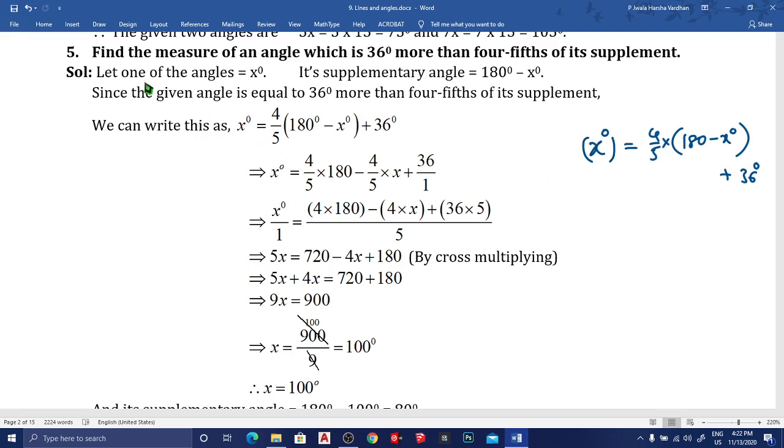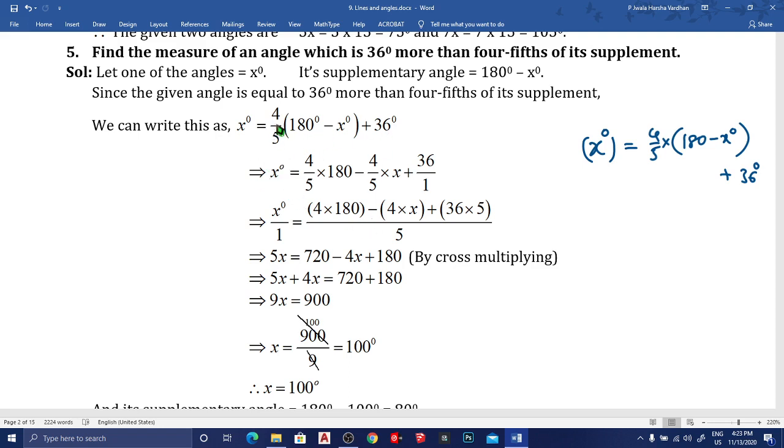So now let one of the angles be x degrees, its supplementary angle is 180 minus x degrees. Since the given angle is equal to 36 degrees more than 4/5 of its supplement, you can write it in the form of an equation like this. x degrees is equal to 4/5 of its supplement, 180 minus x, plus 36 degrees. Now you got an equation. Okay, you can solve this.